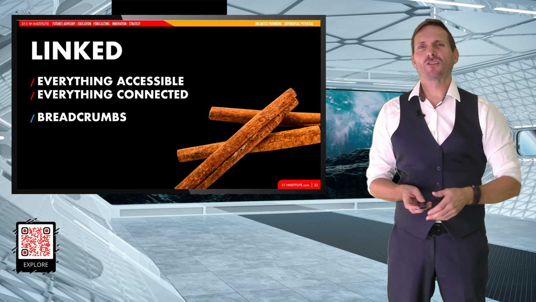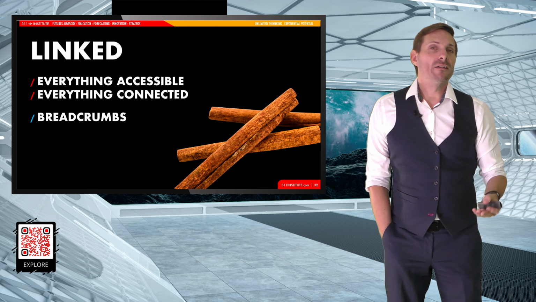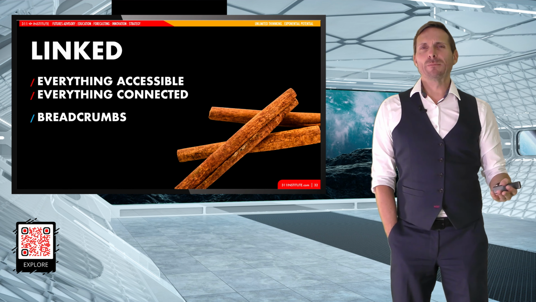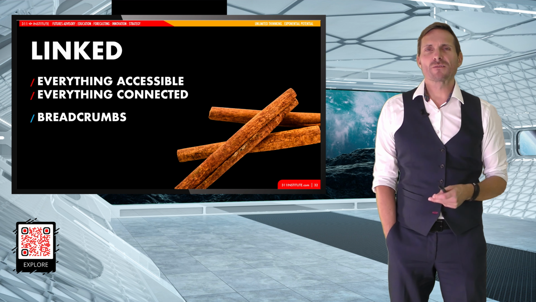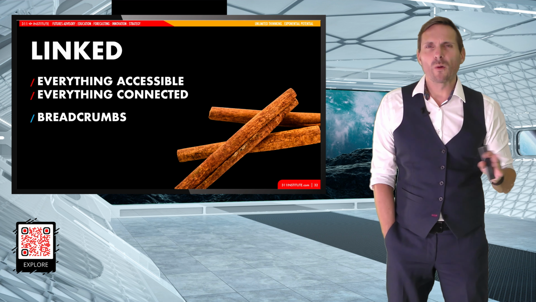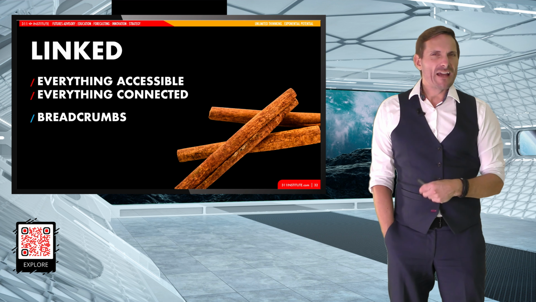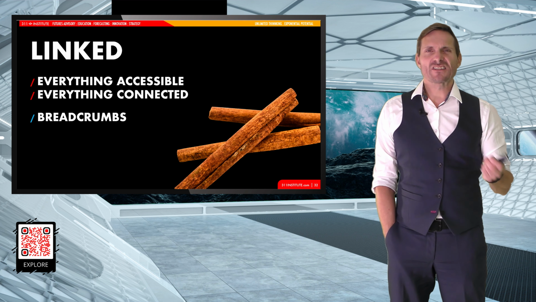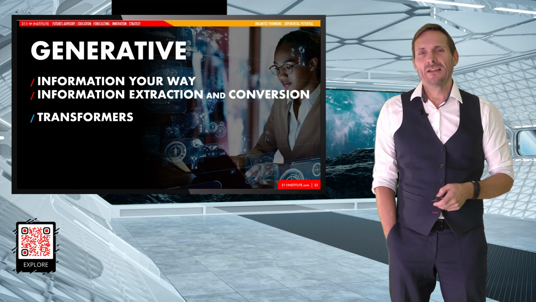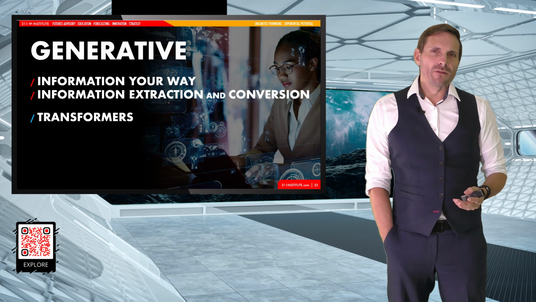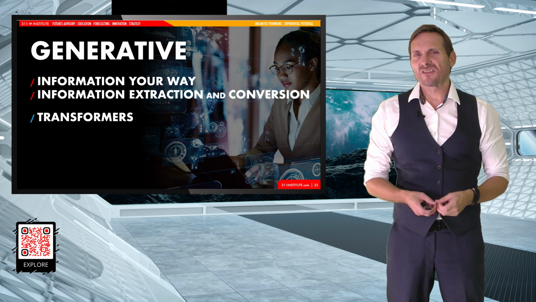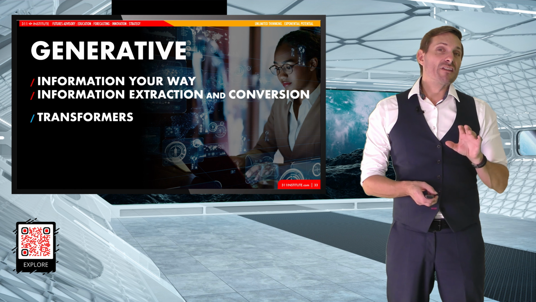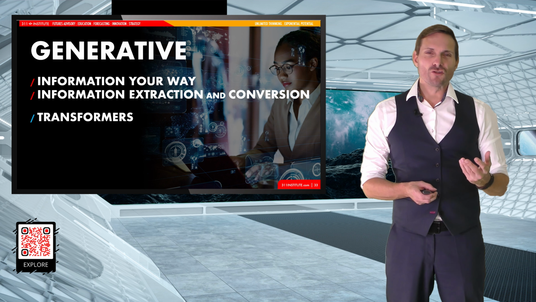And with one step, it takes you, for example, to a supplier. So if I need to buy cinnamon for my cake, why doesn't it link to suppliers that provide organic cinnamon or whatever it happens to be? So this is where everything increasingly should be linked, accessible, and just one hop away. But when we have a look at generative PDFs and generative documents, these don't exist yet. But this is what I regard as information your way.